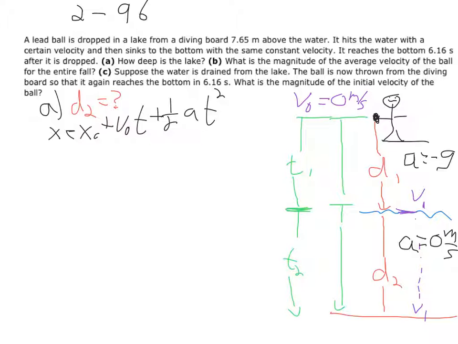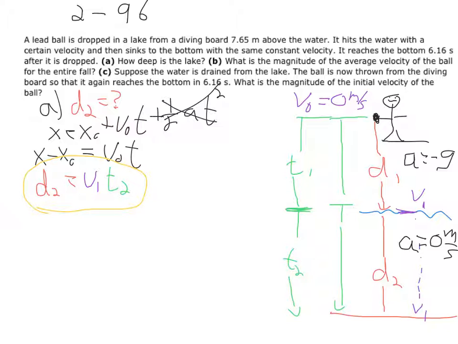So for D2, we know our acceleration is 0, so that part goes away. And if I move this over, x minus x initial, the distance traveled, that's just d2, is equal to the initial velocity in the water times t. So rewriting this in terms of our variables, d2 is just going to be equal to v1 multiplied by the time that we spend in the water, which we called t2. So this equation can be used to find the depth of the lake. But in order to find it, we need to know v1 and t2.